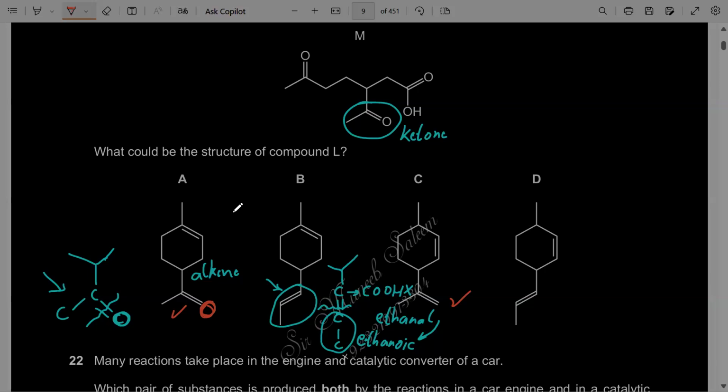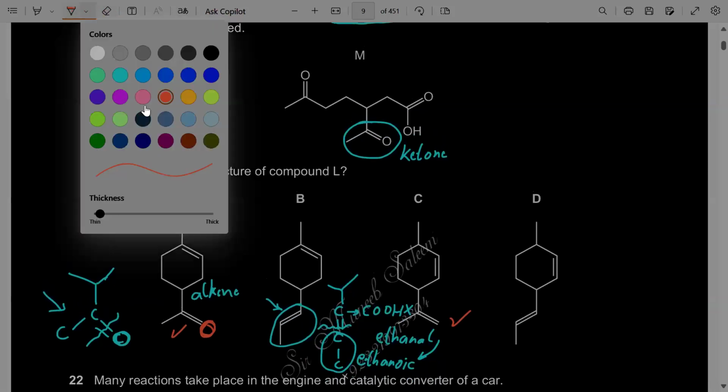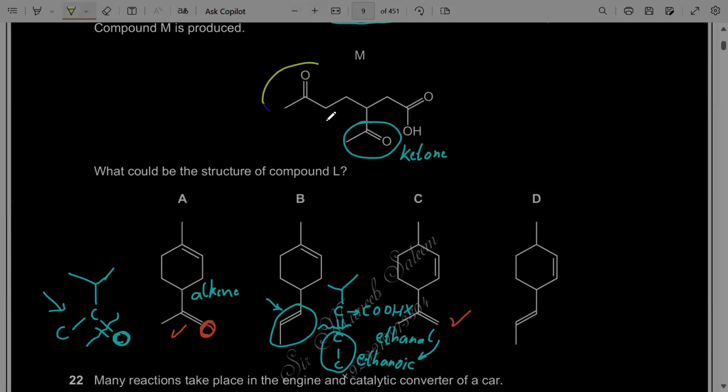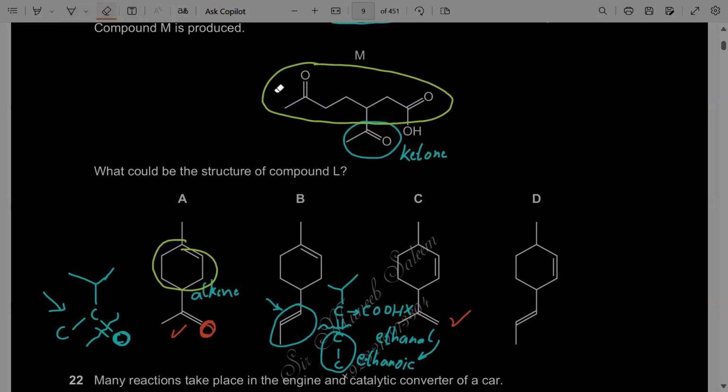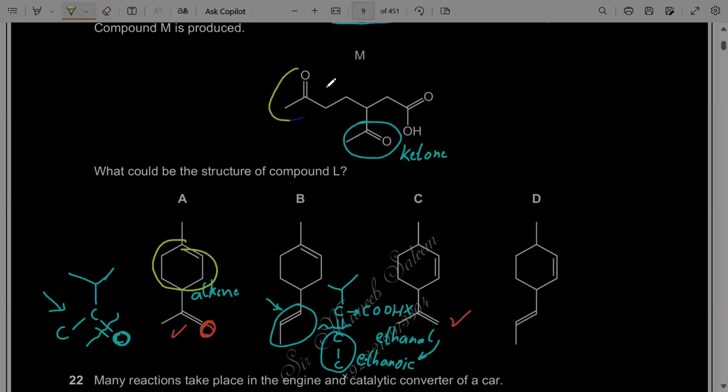Now I have to consider the other part, which is the formation of this long chain. This long chain must be coming from the benzene structure, because no other option is given apart from these benzene rings. So that means it has been broken off by the reaction of the KMnO4 on the benzene ring. Now what I see here is that in this compound M, I have the ketone part on one side and the carboxylic group on the other side.